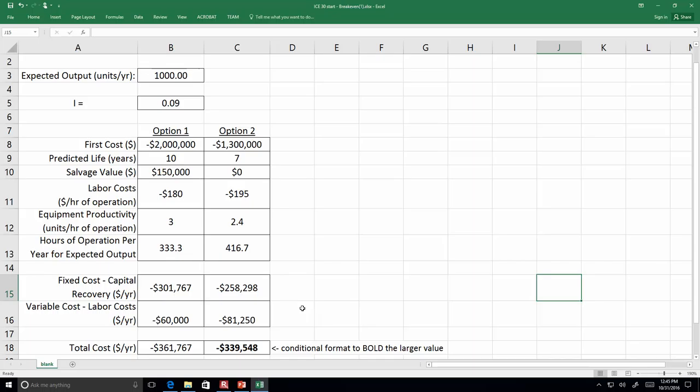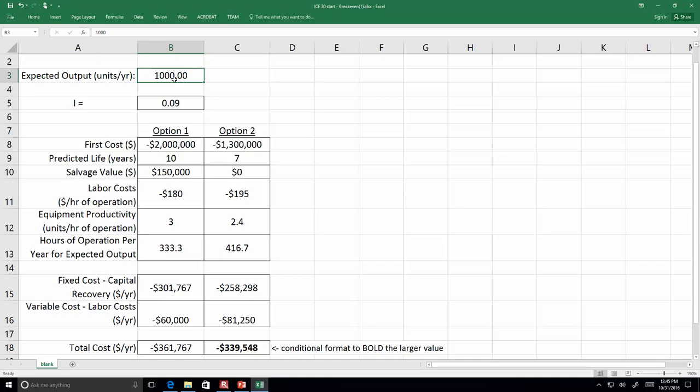So what this conditional formatting is doing is it's going to bold the one that's cheaper, the better of the two. So option one is more expensive when we're only doing 1,000. But then if we had 3,000 units per year, then suddenly option two is the cheaper alternative.